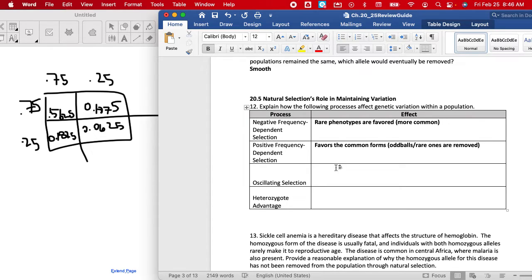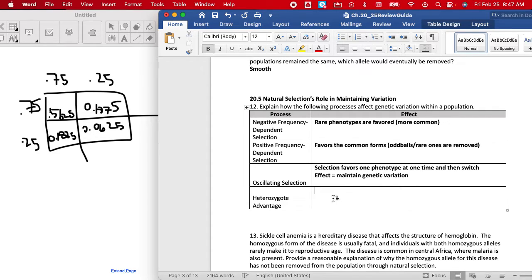Okay, oscillating. It'll switch between, it'll favor one phenotype at one time and not favor the other, and then switch. And the effect of this is it maintains genetic variation.